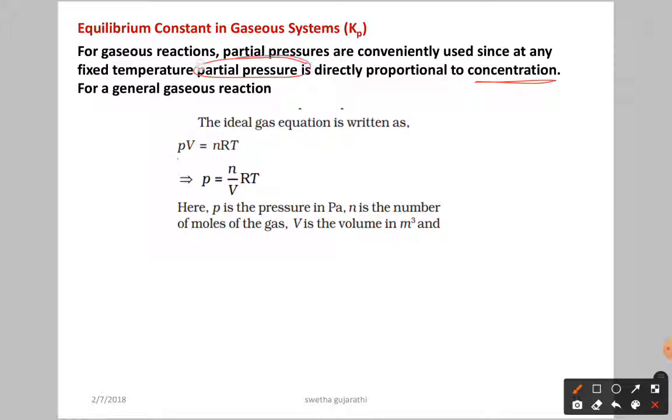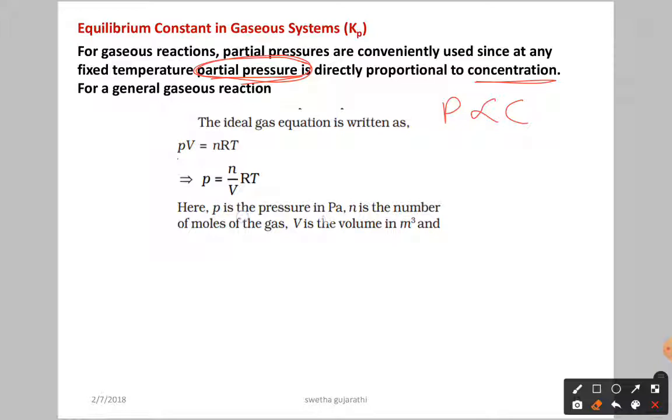Already we told you about Dalton's law of partial pressure: in a mixture we talk about partial pressure, not the pure pressure. Here partial pressure is directly proportional to concentration. Let us see how. As you know very well, we have the ideal gas equation, PV equals nRT. So for partial pressure, P equals nRT by V.